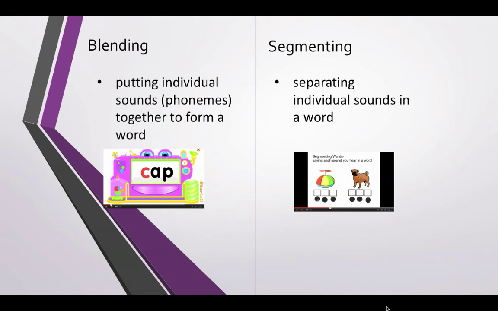So blending phonemes is putting individual sounds together to form a word. So the little picture here, you've got k, ap, cap. Whereas segmenting, in the little pictures, you separate the individual sounds in a word. So the activity there is a counting activity for cap, k, ap. So you would push the little counters, one for each of k, ap, because there are 3 different phonemes in that word. The word next to it would be pug, so it'd be p, u, g. So there'd be again 3 counters that moved.